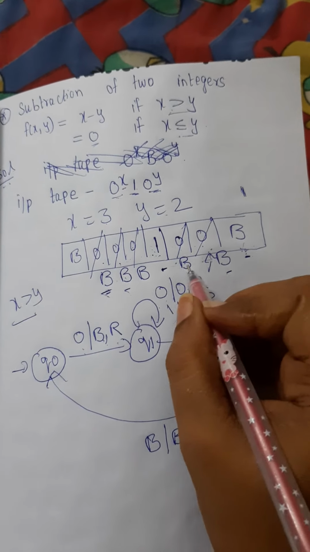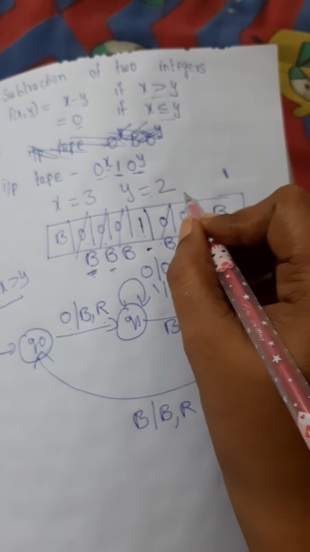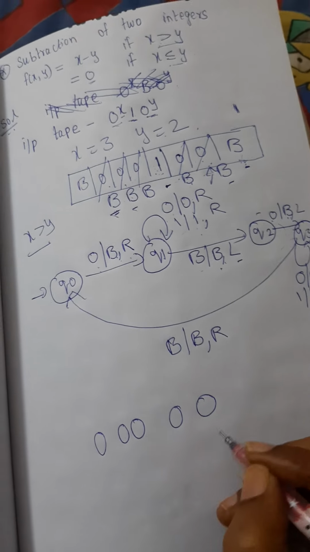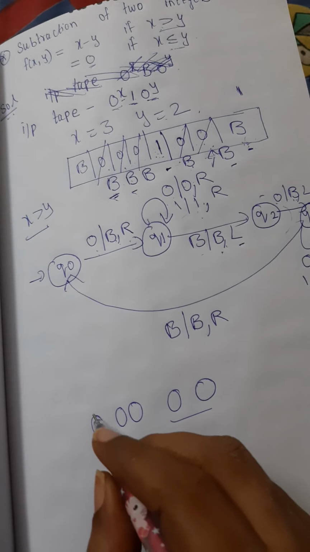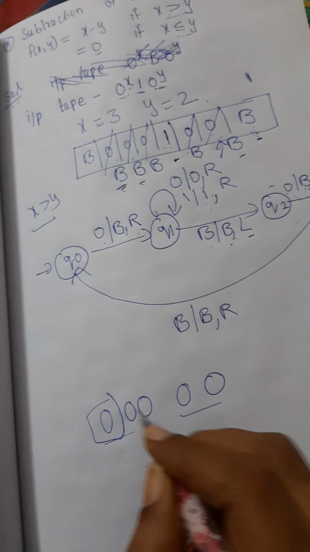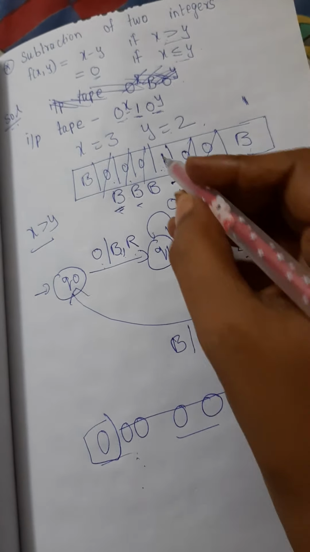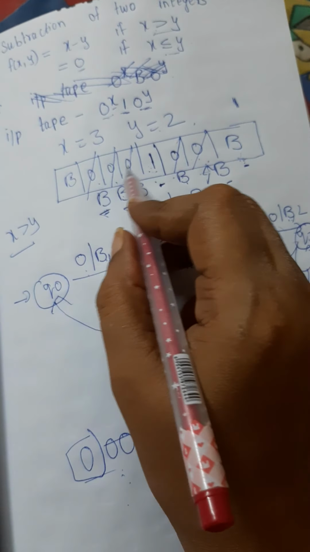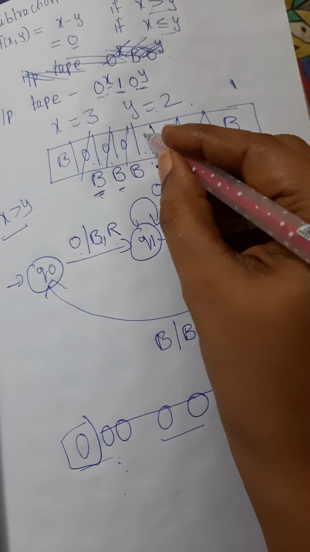But according to our question, x is equal to 3 and y is equal to 2. So we have taken 3 zeros and 2 zeros. When you subtract 2 zeros from 3 zeros, we should be left with a single 0, and all the rest should become blank. But if you observe our tape, we are not left with any zeros. All the zeros are gone, and we are left with 1 now.